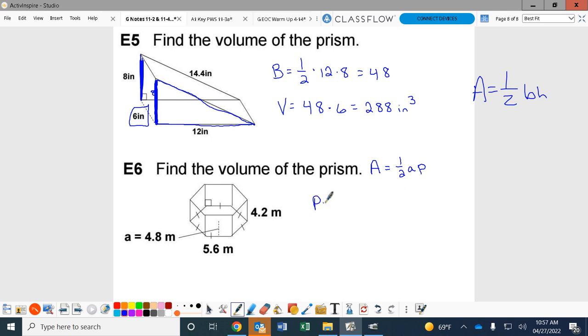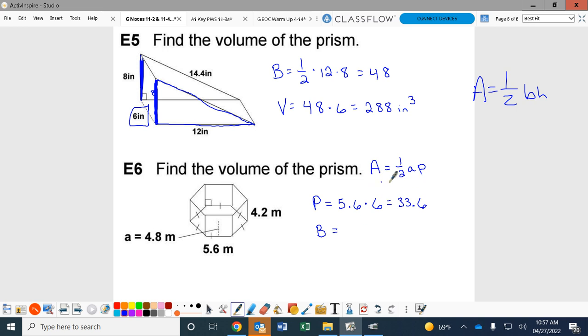So perimeter equals, we already did this once, so it shouldn't be hard. It's a hexagon with each side being 5.6. So 5.6 times the 6 sides. Y'all should already know the answer. It's already on your paper. What was it? 33.6. There we go.